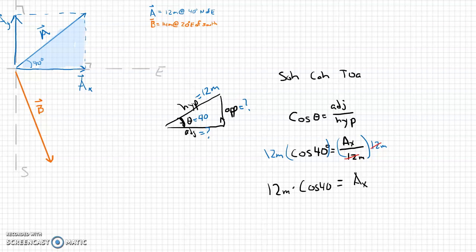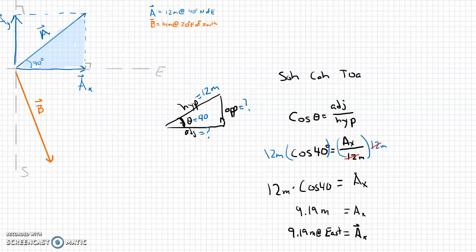I'm going to pause the video and plug this into my calculator and we'll see what we get. Okay, so as I plugged this into my calculator, I ended up with 9.19 meters for the magnitude of this component right here. Now, of course, vector components are vectors in their own right. So if I want to write this as a component, as a vector, then I would want to also include its direction. So it'd be 9.19 meters at a direction of east.